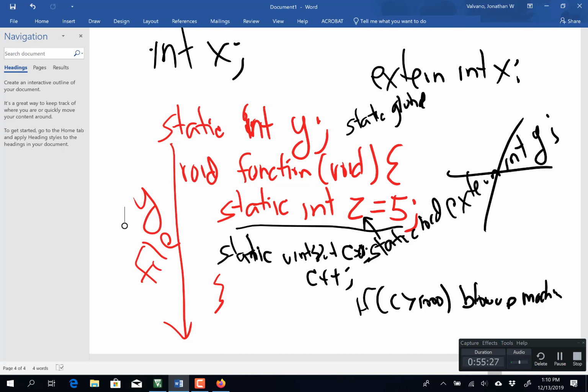Question: will these static lines execute after the first time? Well, the variable's permanent. It gets allocated at compile time. It gets defined at compile time. The z equals 5 or the c equals 0 is executed once. So I guess you're right, those lines aren't executed. The variable exists. What is the scope of z and c, by the way? Just the function. Okay, just the function.